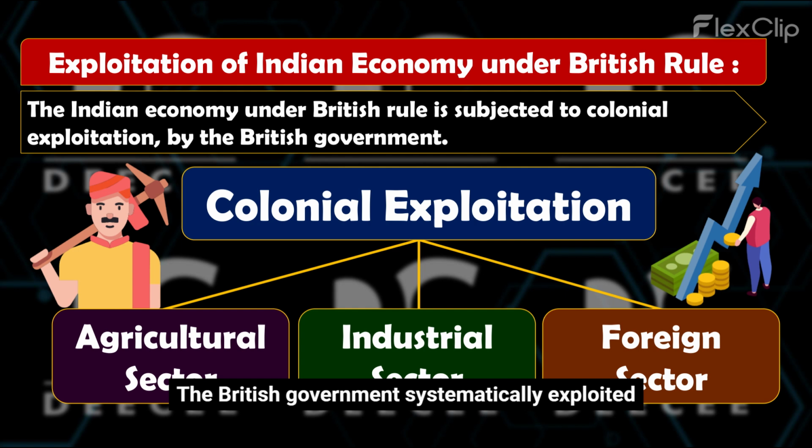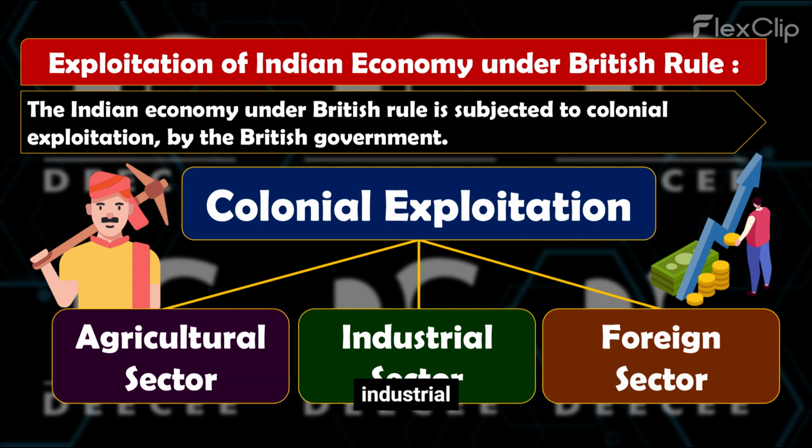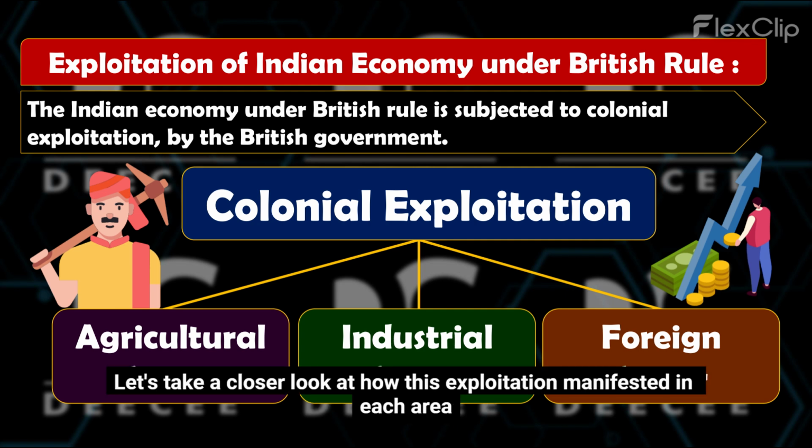This diagram illustrates the three main pillars of colonial exploitation. The British government systematically exploited the Indian economy across the agricultural, industrial, and foreign sectors. Let's take a closer look at how this exploitation manifested in each area.